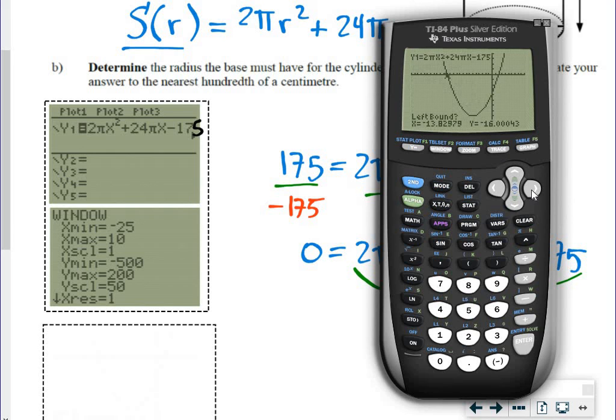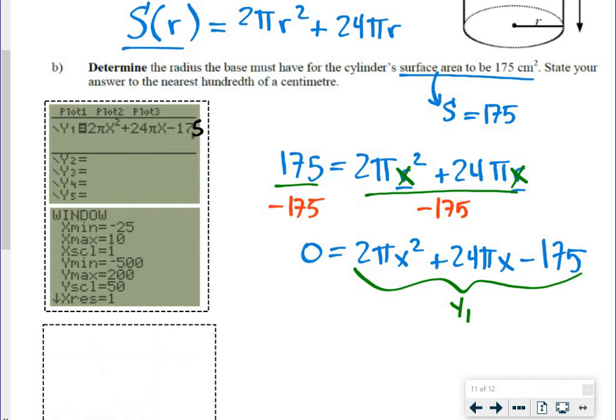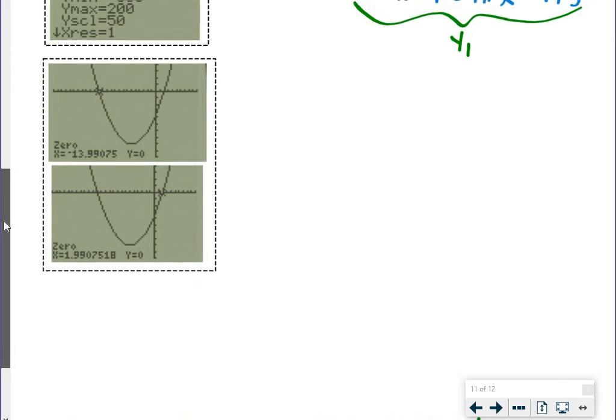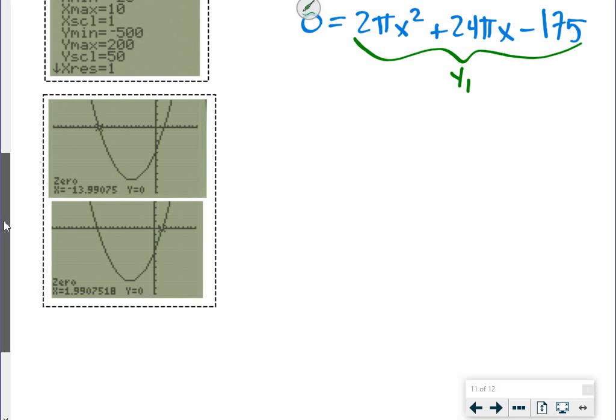So what we do is we pick the other intercept. So this is actually a physical solution over here. Pick a point to the left, pick a point to the right, and there we go, 1.99. So it turns out that the left intercept is a non-physical solution. Having a negative radius doesn't make sense in this context. So that would be an extraneous root. So the radius we should use is that one. So radius equals 1.99 centimeters.